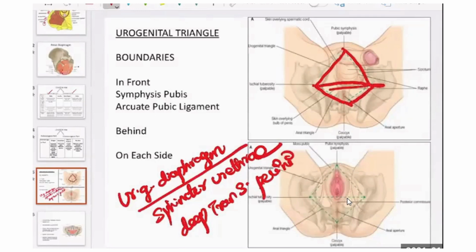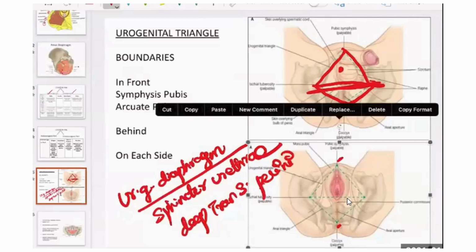This is the ischial tuberosity. What is present anterior to this triangle is the urogenital triangle. This is the external genitalia. This is the anal canal. This area is the perineum. The area between the external genitalia and the anal canal is called the perineum. If you draw a line in front of the ischial tuberosity, that area is called the urogenital triangle, which contains the urogenital diaphragm, formed by two muscles, sphincter urethrae and deep perineal muscle.